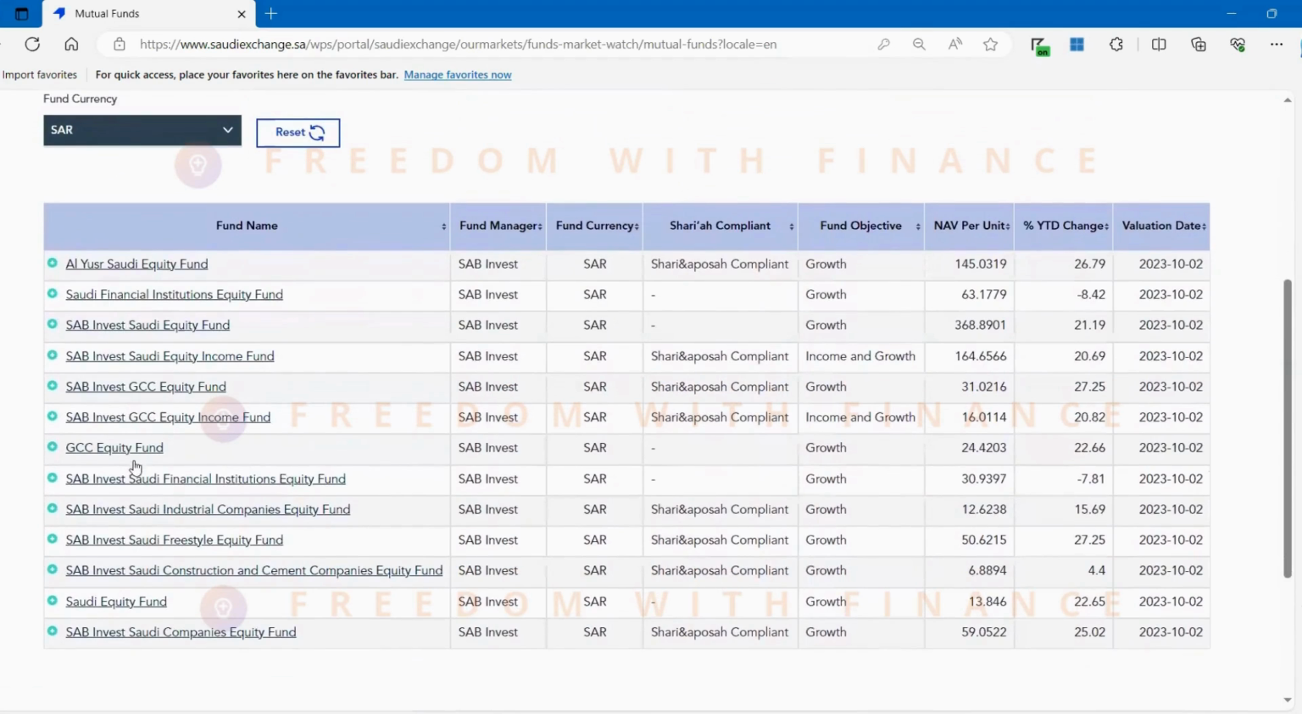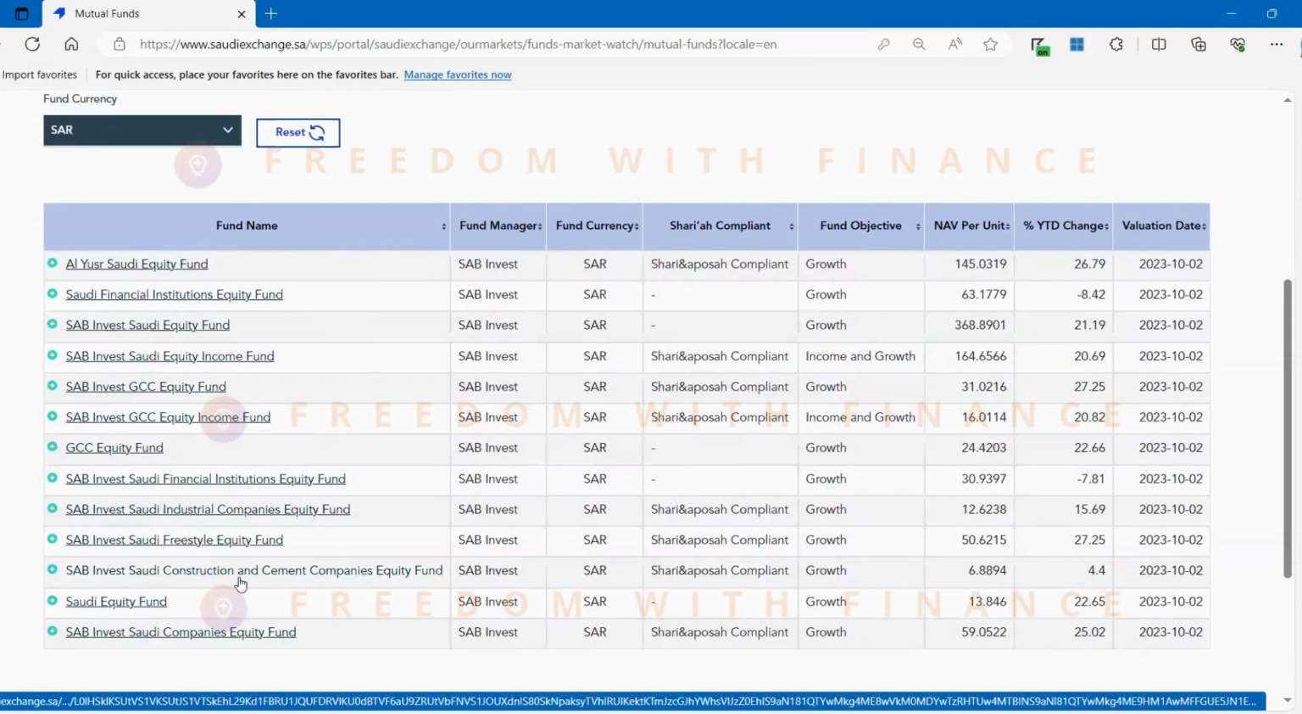So there are 3 GCC based funds, and the name itself will tell you this: GCC equity fund, GCC equity income fund, and GCC equity fund. These are the 3. There will be a few thematic funds as well here. If I take the example of the Saudi construction and cement companies equity fund, this is based on one specific sector, also known as theme based, right? So sectoral or thematic based equity fund.